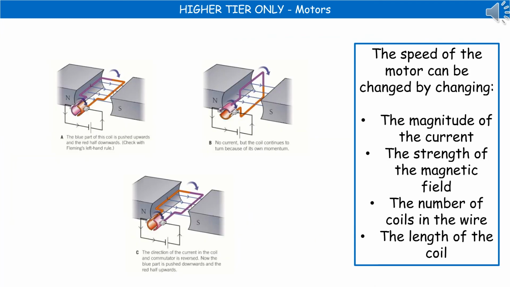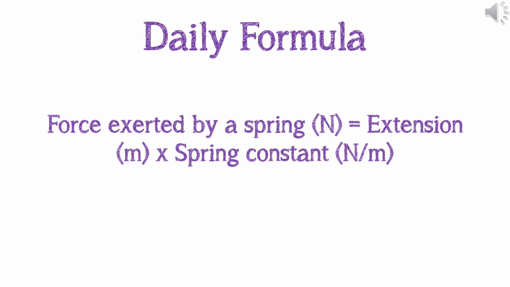Last thing to consider, how can we change the speed of a motor? We can change the magnitude of the current, the strength of the magnetic field, the number of coils in the wire, or the length of the coil. Just go careful on these questions that if it says how can you increase the speed of the motor, don't just say change the size of the current, say increase, because you've got to be specific to link it to what they're asking.